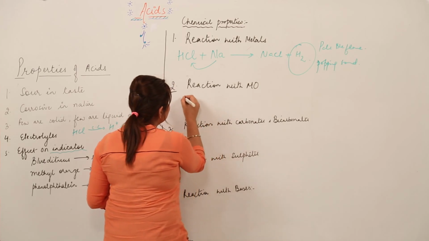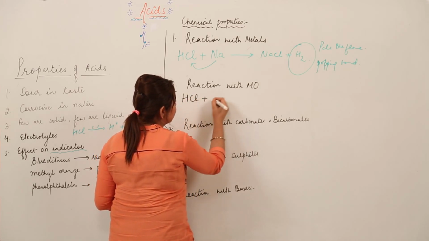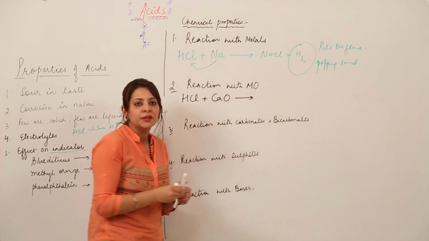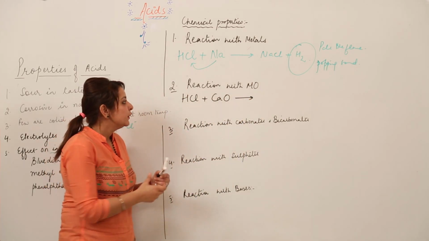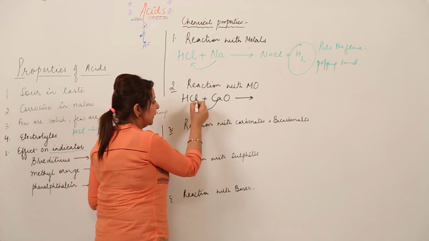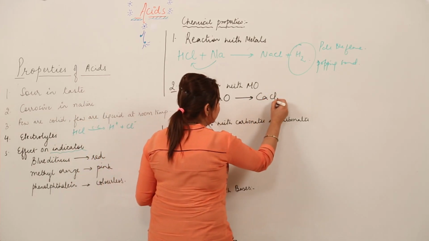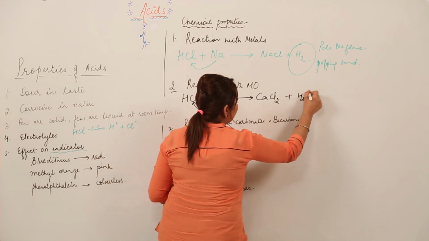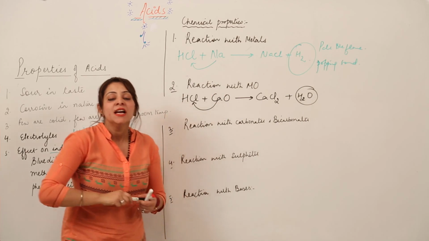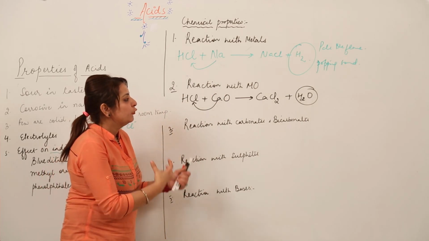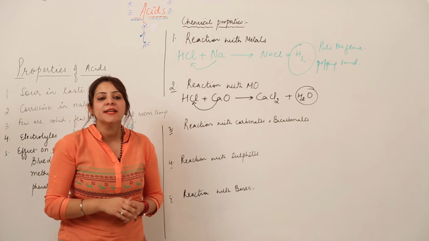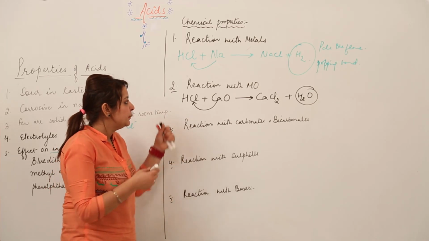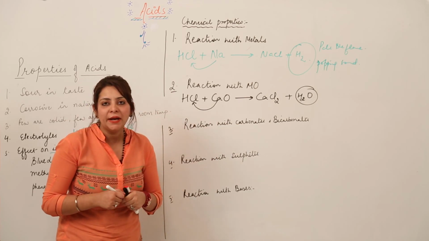So suppose I have an acid and a metal oxide, say calcium oxide. What do I get? They will form the respective salt again, that is calcium chloride, and what we are left with is H2O, so obviously we are going to get water. So when they react with a metal oxide, they form the salt, and along with that we get water. Third is the reaction between the acid and the carbonates and bicarbonates.